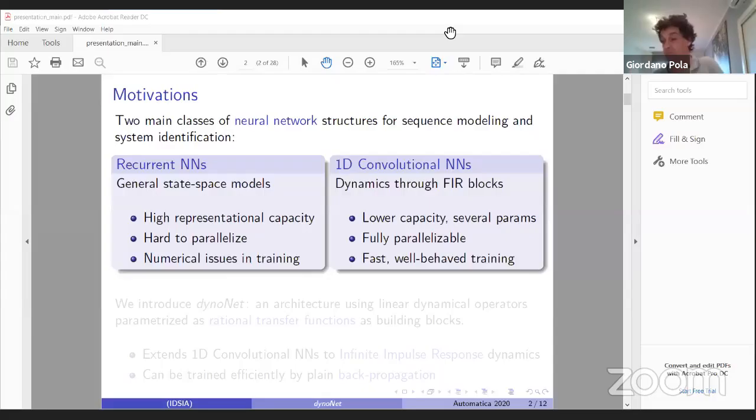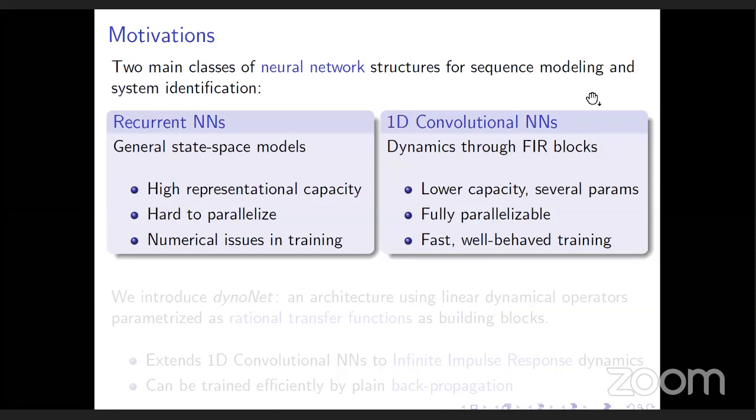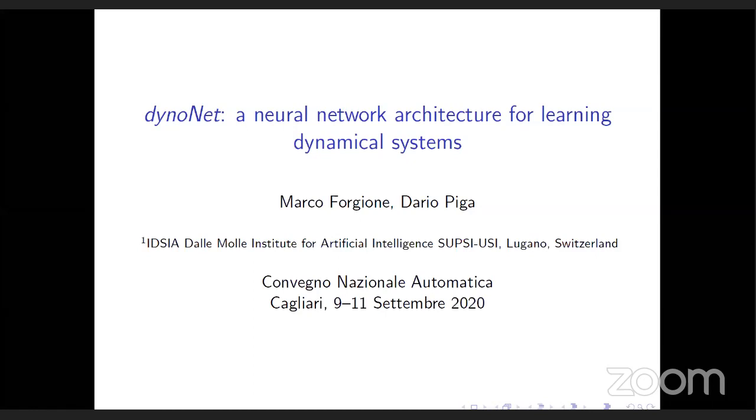Okay, I start sharing the screen. Before you see my screen, everybody? Yeah, I can see it. Okay, thanks for your introduction.